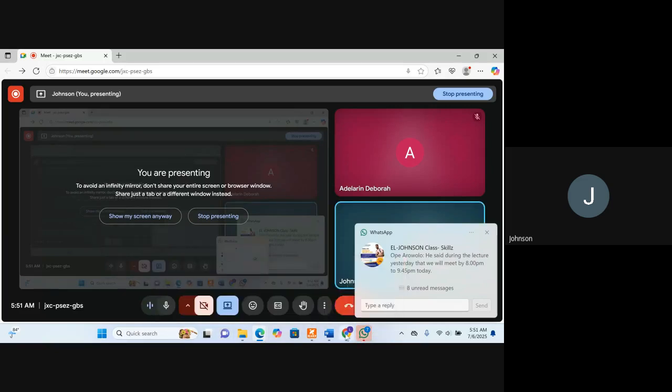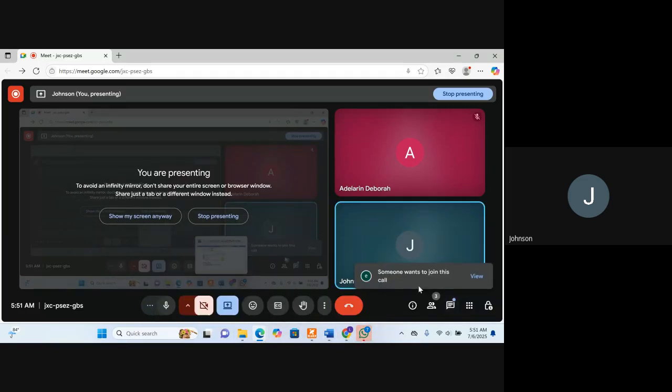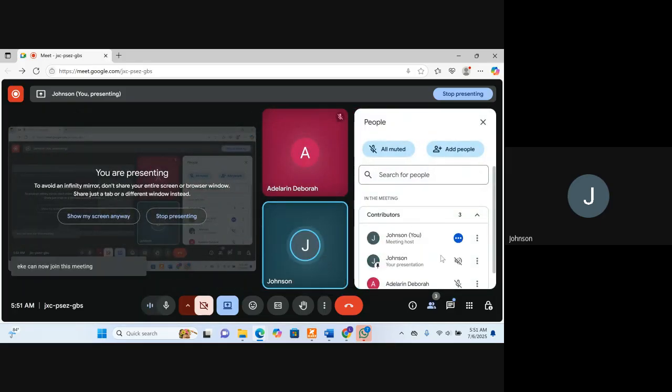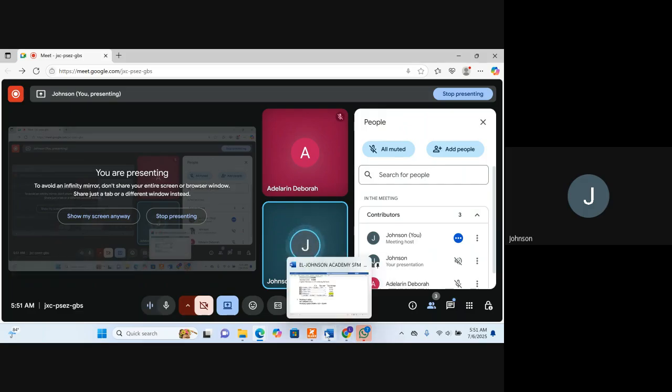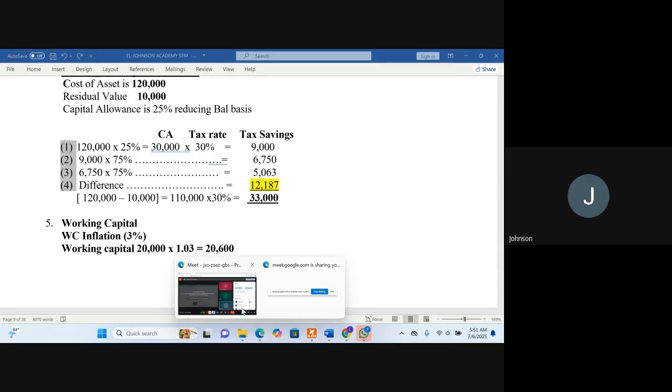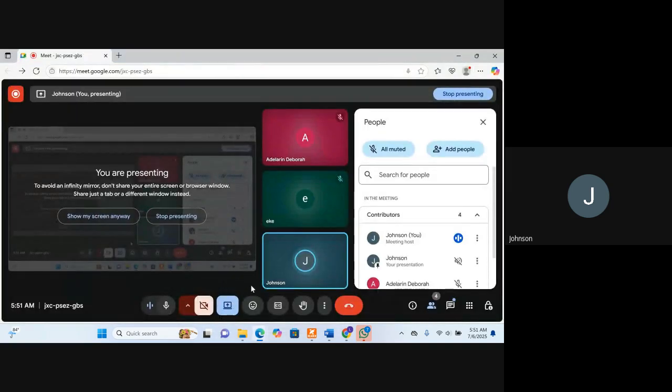Okay, so I'm back. You also need to check what other method you can use for your tax savings on capital allowance. This is the one that I used because I believe it is pretty straightforward in the exam. If they are saying it is on reducing balance basis, study this one very well, and anything you want to do, make sure you just do it like this.